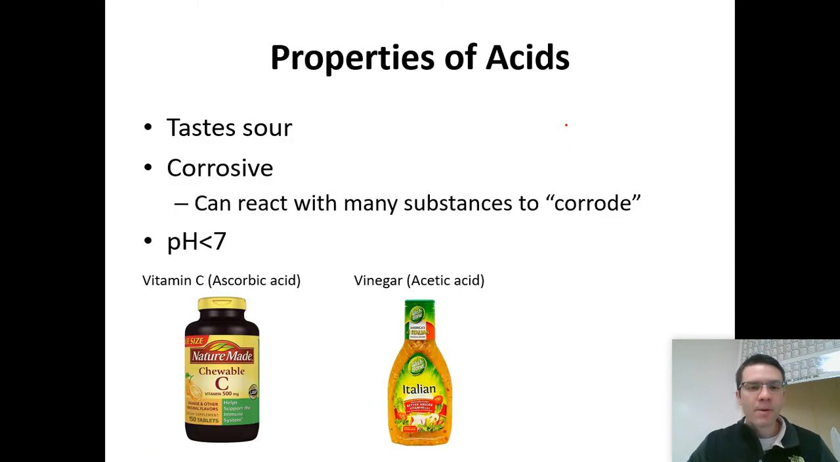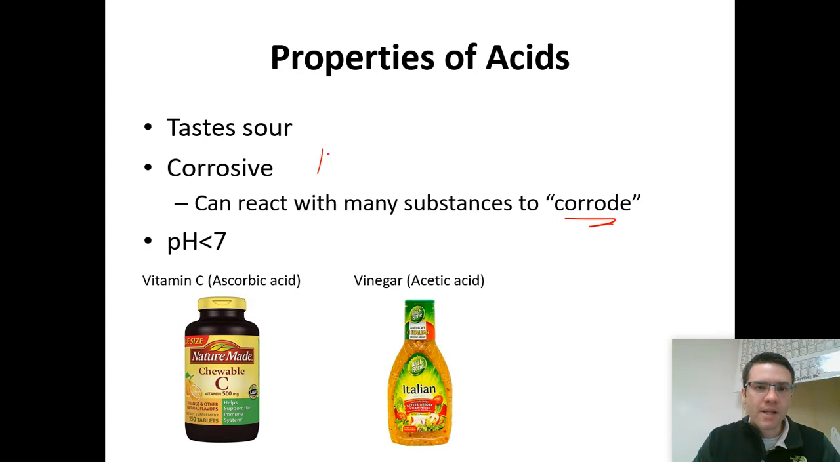Okay. Properties of an acid. I would jot these down. Acids are generally sour. If you've had sour candy before, it's because they've added an acid to it, and that's what tells your tongue that's a sour taste. They're corrosive. They can react with many substances to corrode them. What does that mean that they're corrosive? I want to give you an example of that.